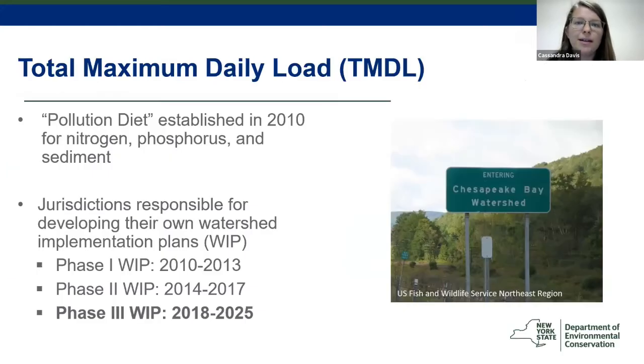So in 2010, US EPA established a pollution diet, a total maximum daily load, or a TMDL for the Chesapeake Bay for nitrogen, phosphorus, and sediment. And each jurisdiction is responsible for developing a watershed implementation plan. And so from the previous slide, you could see that Pennsylvania, Delaware, DC, New York, West Virginia, Virginia, Maryland are all part of this TMDL. And the current phase we're in is phase 3, and that runs us from 2018 to 2025.